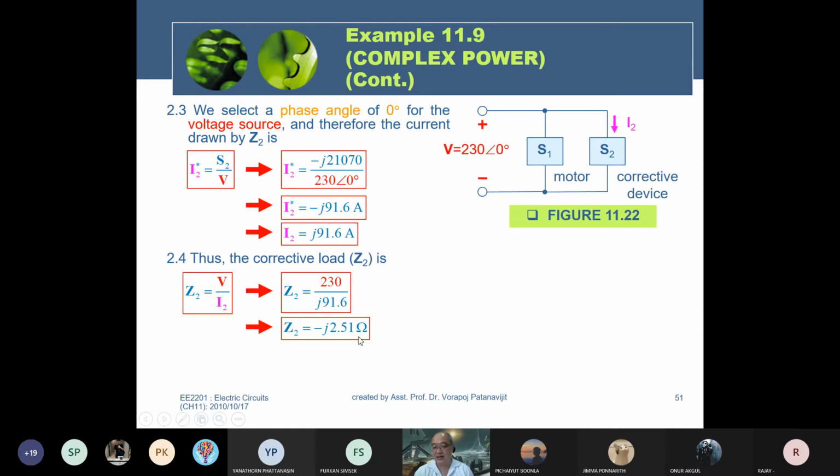The exact value of them depends on the omega that you operate at. If you operate at 50 hertz, you can determine it. You can see that if the impedance is negative, minus J, it means the load must be a capacitor. If the impedance is positive, the load must be an inductor.